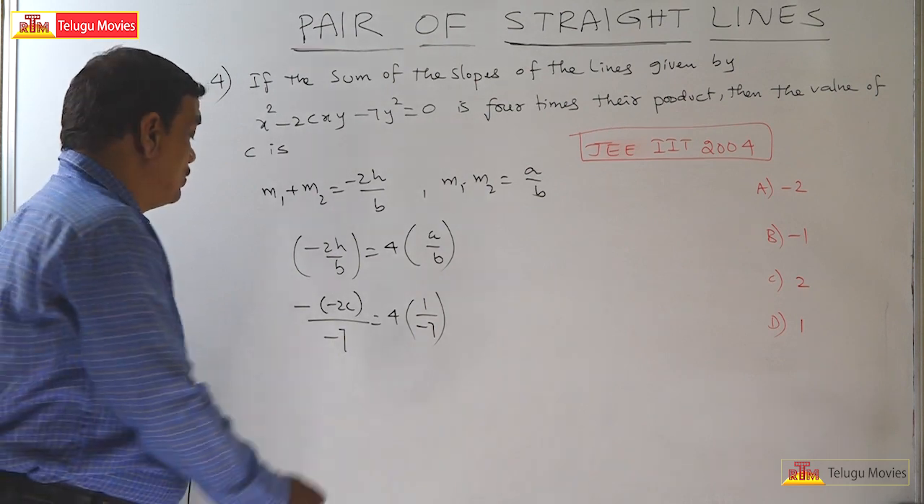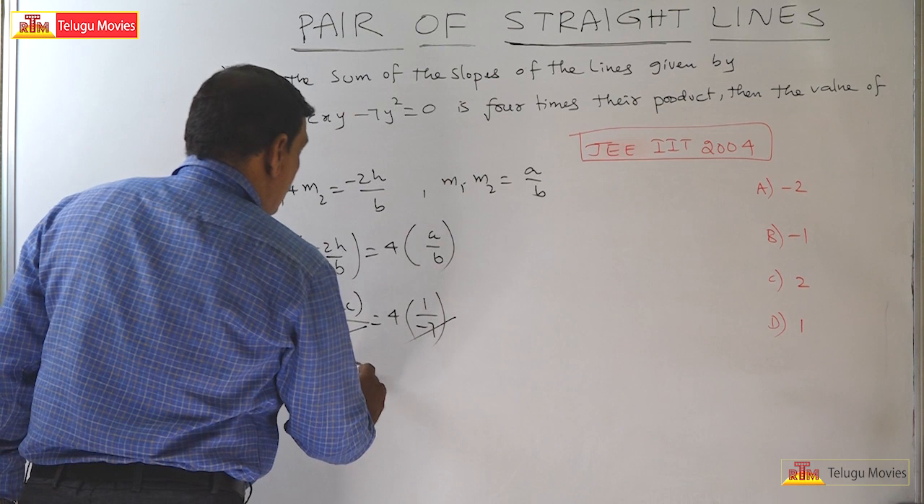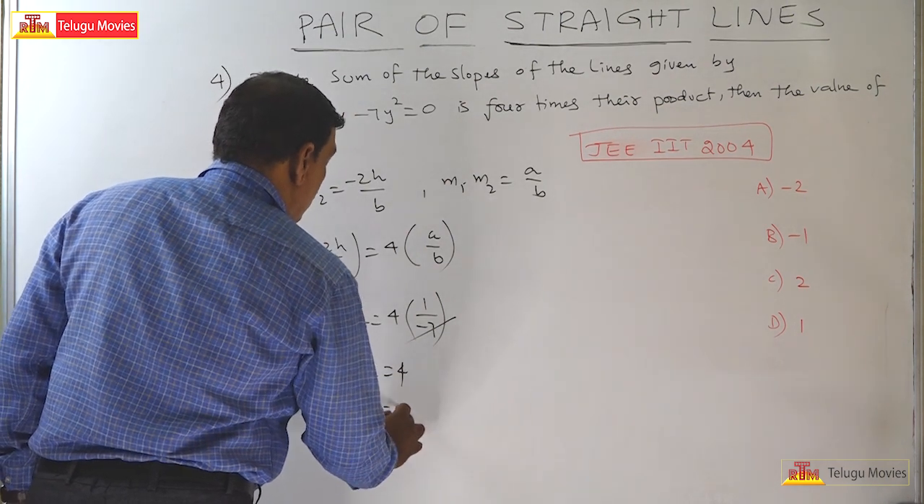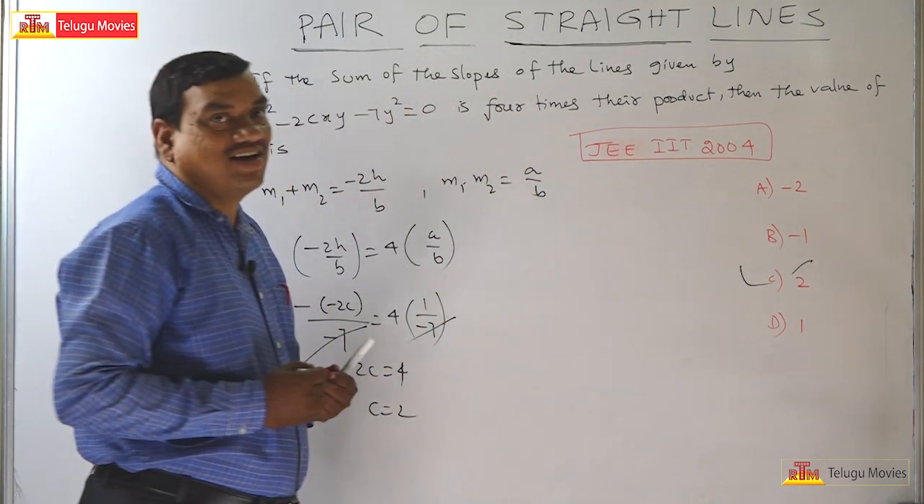So very clear. You can cancel minus 7, minus into minus is plus. So 2c is equal to 4. Therefore, c is equal to 2. So c is equal to 2 is your correct answer.